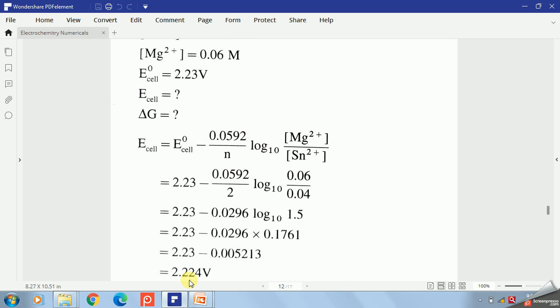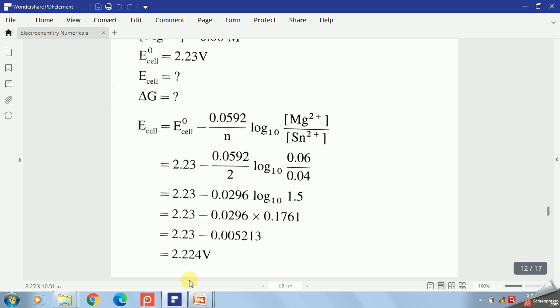Remember, if the EMF of the cell is positive, then your answer is correct. This is the confirmation whether you went wrong or whether your track is correct.